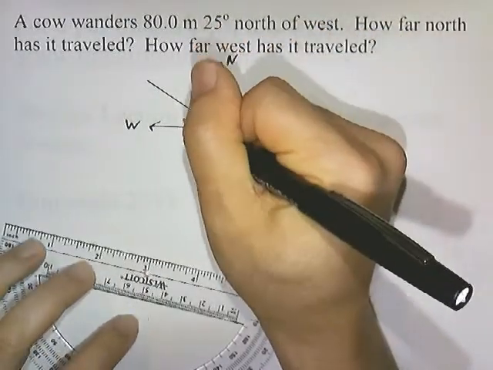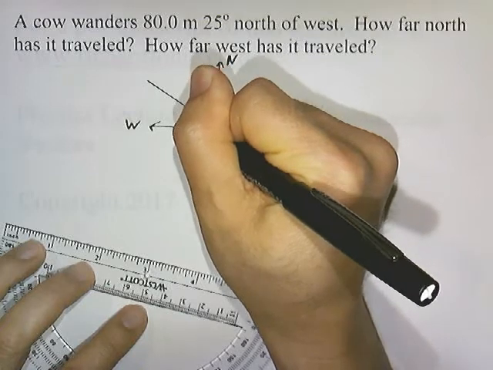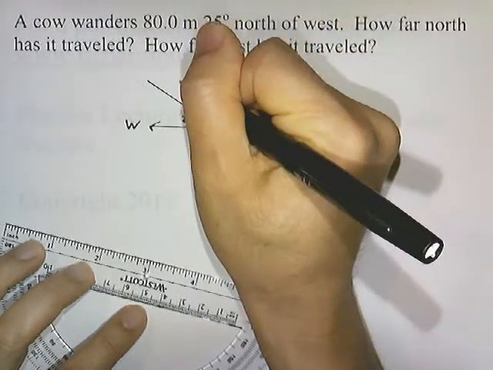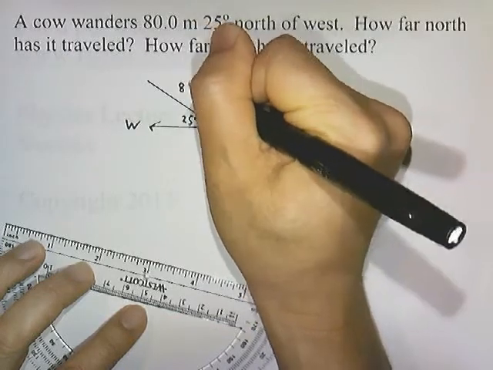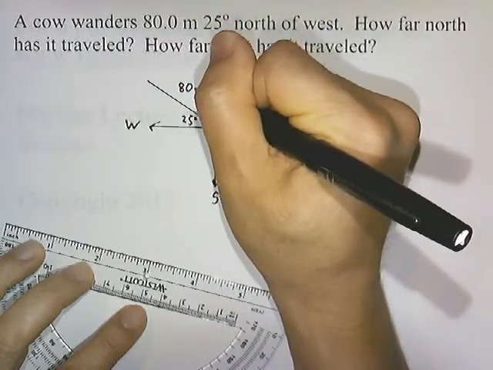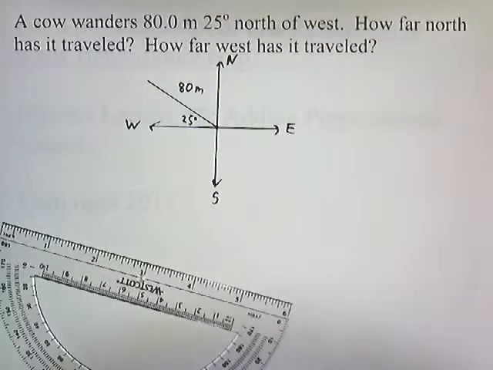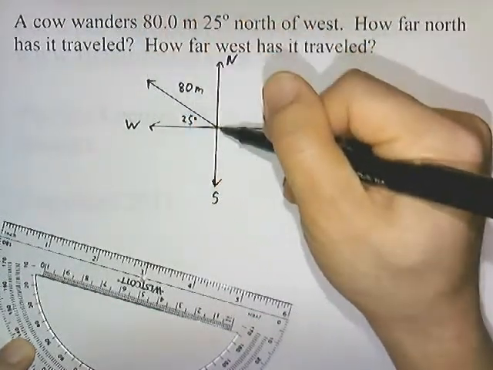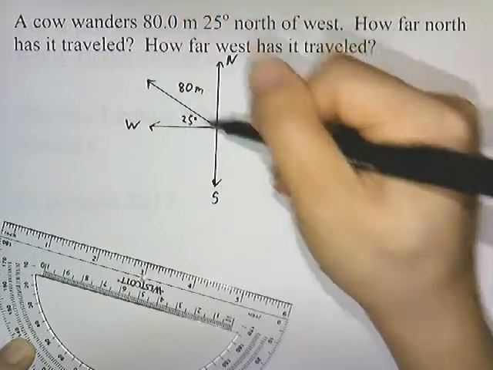And let's see. So this is going to be 25 degrees right here. And then this is going to be 80 meters. All right. And now we're going to add a line to create a right triangle so the diagonal vector is the hypotenuse. So this line right here is the hypotenuse of a right triangle that we are going to create.